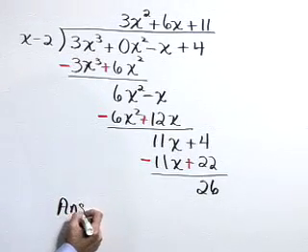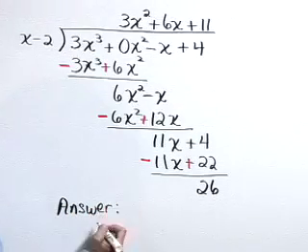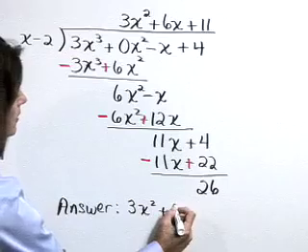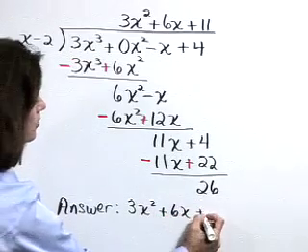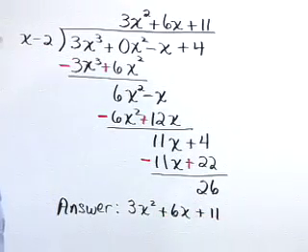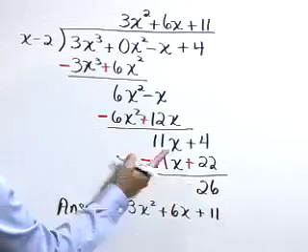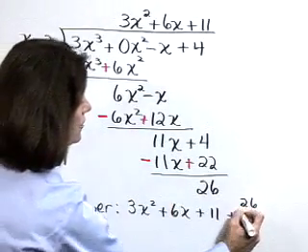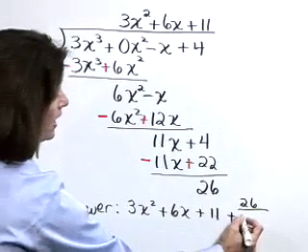Let's clearly write our answer. It is 3x squared plus 6x plus 11 plus our remainder over the divisor. So plus 26 over x minus 2.